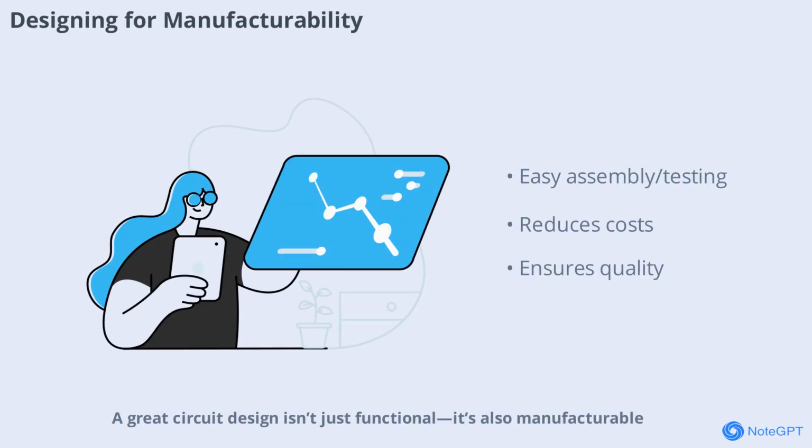Great circuit design isn't just functional, it's also manufacturable. This means considering how the circuit will be assembled, tested, and maintained in large quantities. Good design for manufacturability reduces costs, speeds up production, and ensures consistent quality. It's a key consideration for any product destined for the market.